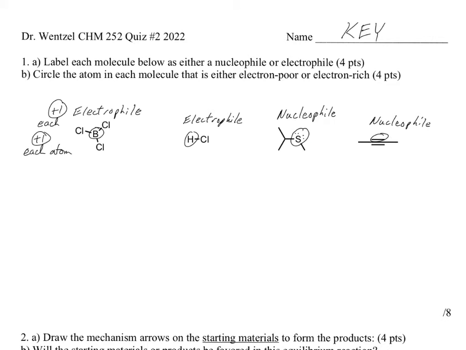This is a nucleophile. The sulfur is electron rich, has 2 lone pairs. So that's the nucleophile. And then a pi bond. This is an alkyne. And you could have circled the carbons or the pi bond, however you want to do it. Remember, pi bonds are nucleophiles as well. So either one of these carbons would have been fine as labeling that.